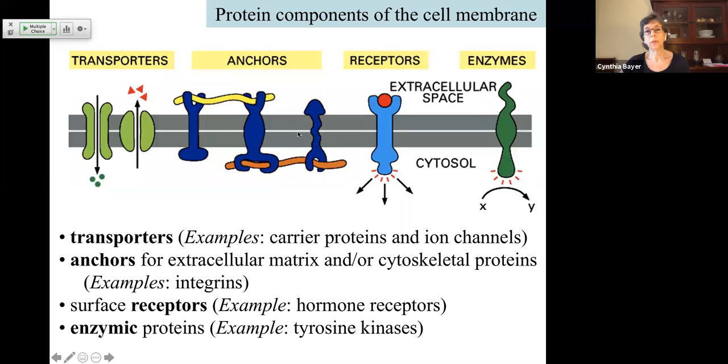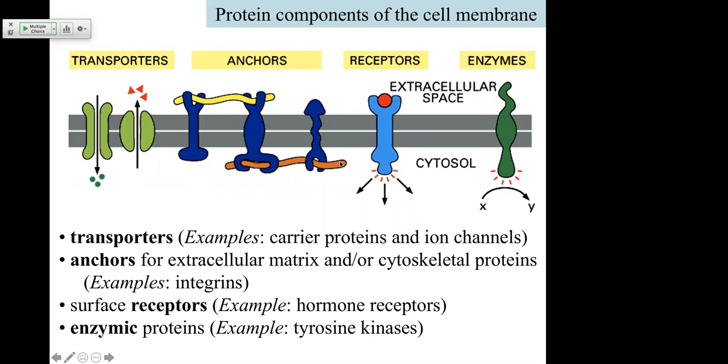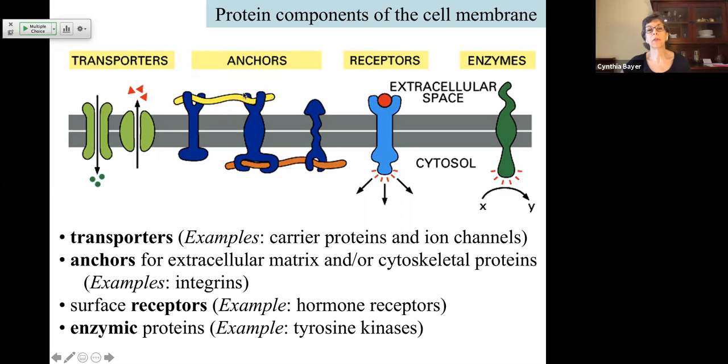Other proteins, like these blue ones here, serve as anchors. They may bind the cytoskeleton, like actin filaments inside the cell, and may bind some extracellular matrix proteins like collagen on the outside of the cell. They may help to anchor components of the extracellular matrix to components of the cytoskeleton inside. We'll talk a little bit about some of those in later chapters as well.